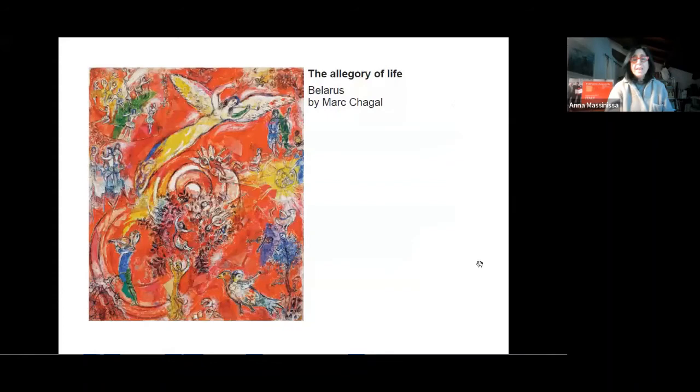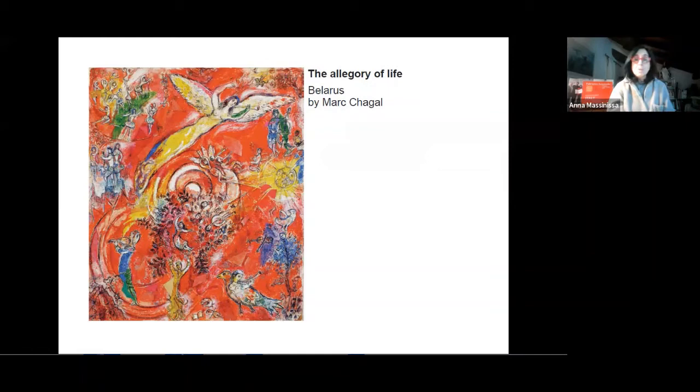Another very famous artist from the expressionist movement is Marc Chagall, and Chagall was very, very famous in Belarus, in Russia, and all over Europe. He painted a lot also in Paris, like also the ceiling of the main theater in Paris. And he used to paint figures in a very unrealistic style, and always constructed in a symbolic way.